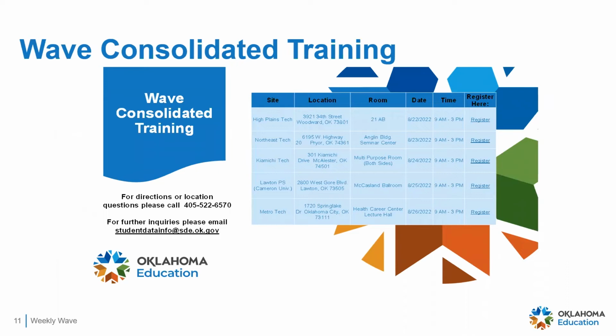We are doing WAVE consolidated training, and the schedule is on the slide in front of you. Basically, we're going to start off in Woodward on August 22nd, and all training dates or times are from 9 to 3 each time. So it's going to be at the High Plains Technology Center in Woodward. And on Tuesday, we will be in Pryor, Oklahoma at Northeast Tech.